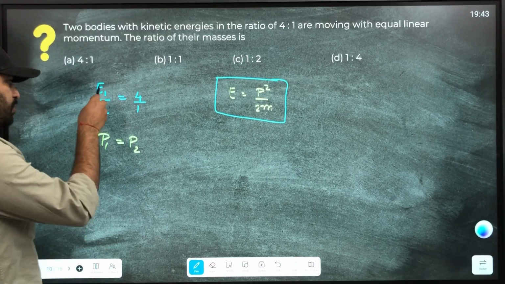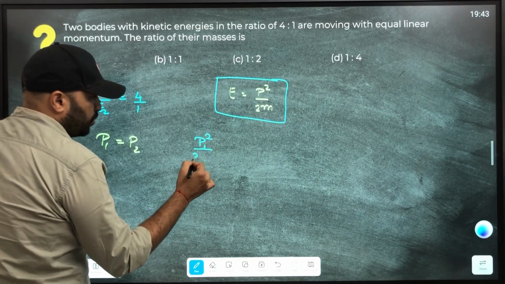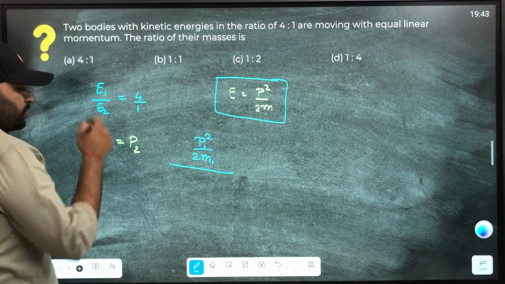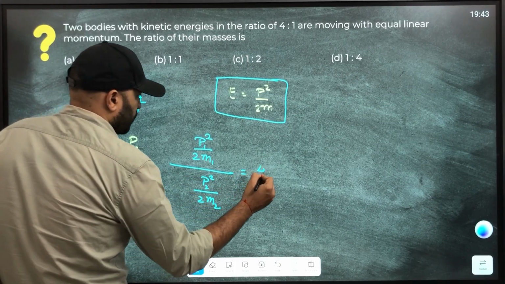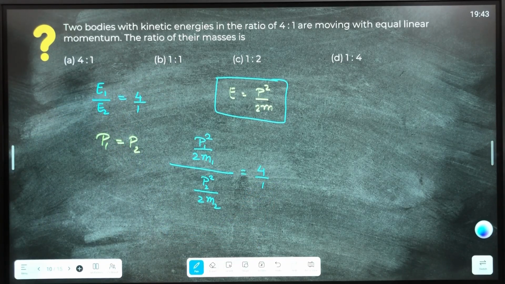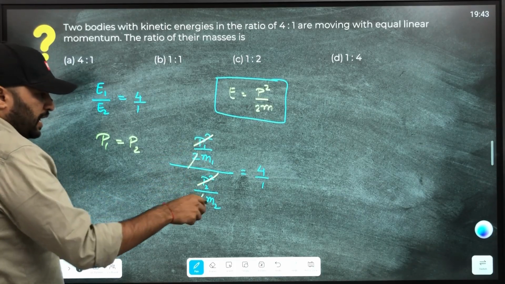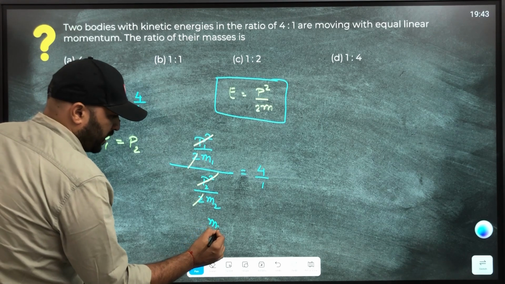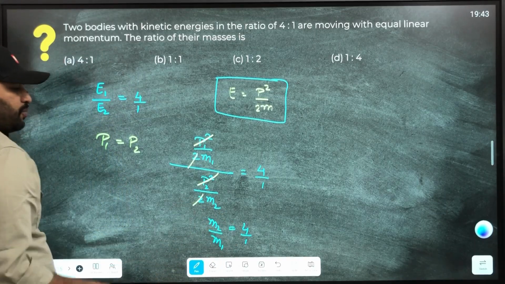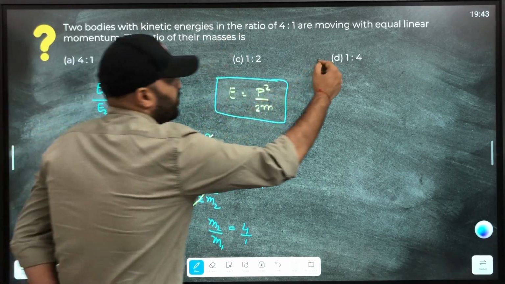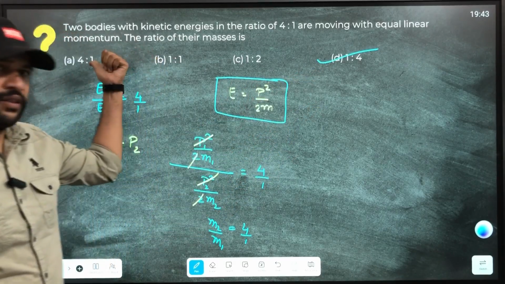Substitute here. E1 upon E2 is given as 4 by 1. E1 will be equal to P1 square by 2 times M1, and E2 is P2 square upon 2 times M2. That equals 4 by 1. Let's cancel out the equal parts: P1 equal to P2, cancel P1 with P2, cancel 2 with 2. M2 upon M1 will be 4 by 1. If M2 upon M1 is 4 is to 1, then M1 upon M2, the ratio of their masses, will be 1 is to 4. Be very careful, we are finding the ratio of M1 with respect to M2. That is not option A.